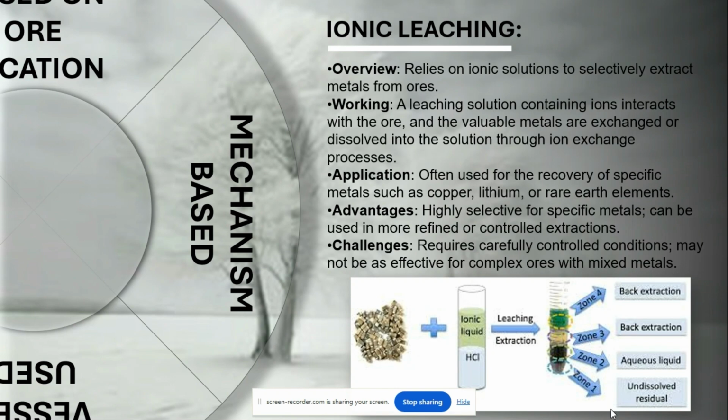the bottom of it. The main advantage of ionic leaching is that it is highly selective to specific materials and can be used to refine them to great extents. But the challenge that it faces is that it requires controlled conditions and cannot be done in open environments.